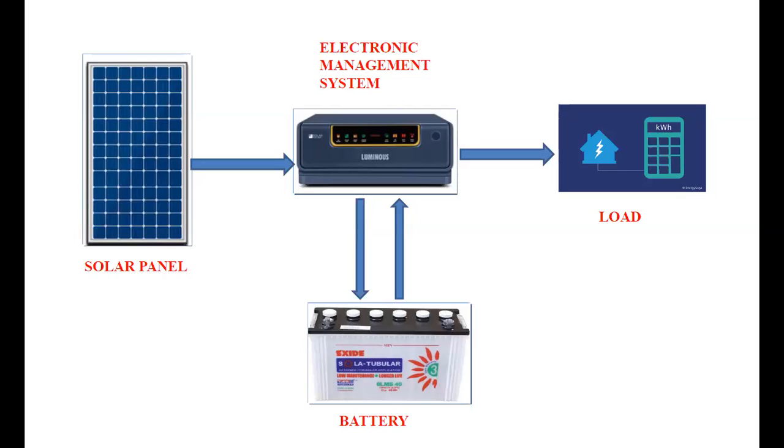During the daytime, the energy produced by the solar panel is also used for charging the battery bank. The electronic management system regulates the voltage from the solar panel so that it is suitable to charge the battery bank. The ampere hour capacity of the battery bank is very important because it determines how long the battery can supply power to the load.